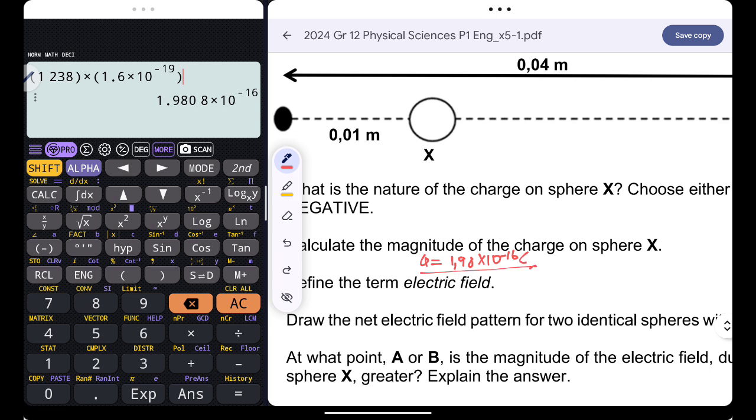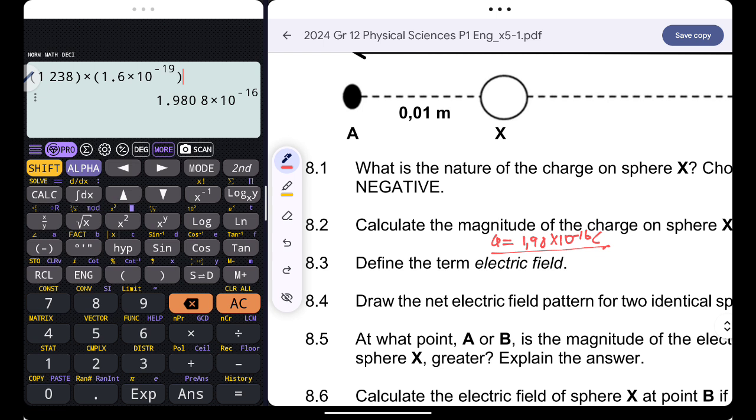Okay, and then now they want us to define the term electric field. Electric field is just a region or a space whereby a point charge can experience an electrostatic force.